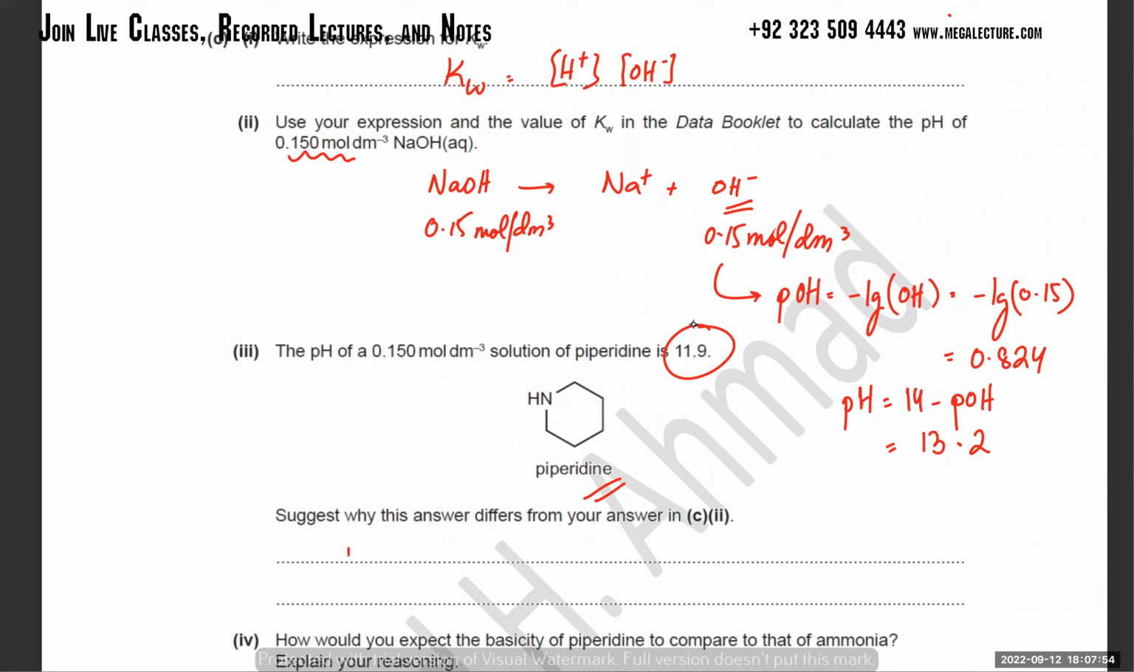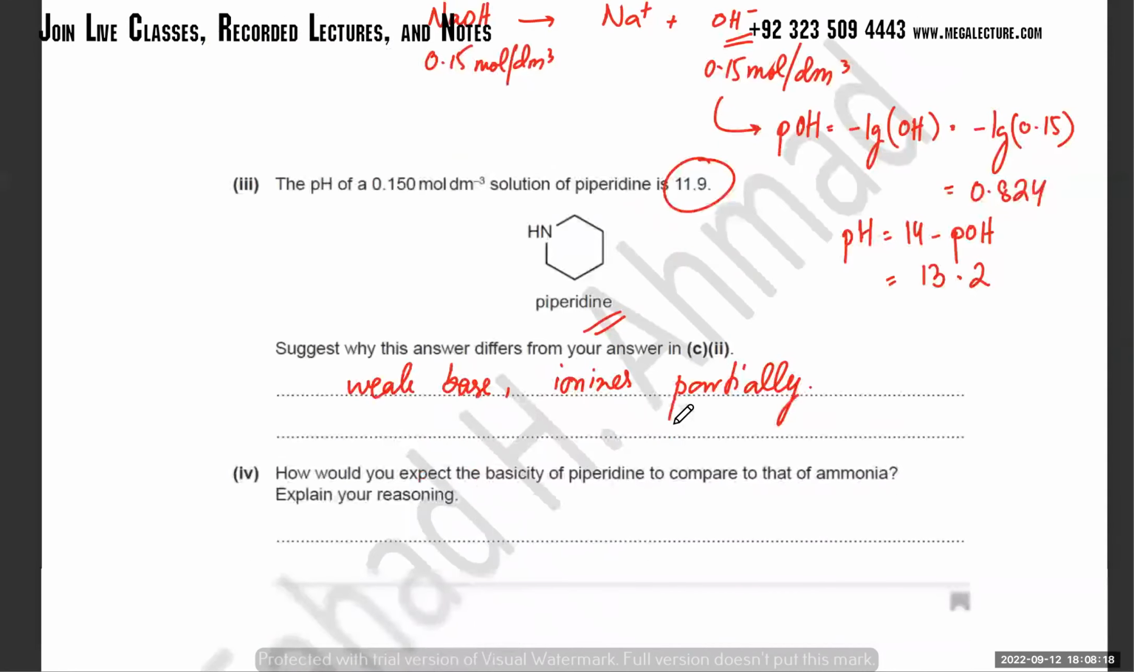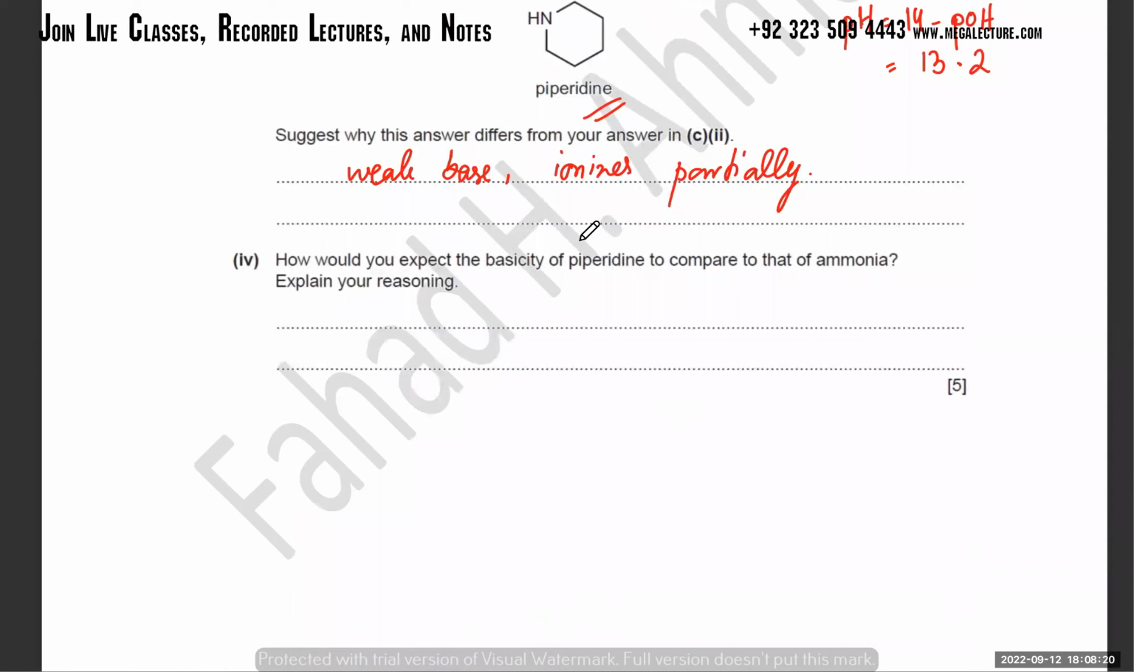Why? Because it's a weak base, which means it ionizes partially. So it's not ionizing completely. That's why you're getting a weaker base. So you have a weak base question. And they're asking how would you expect the basicity of piperidine to compare with that of, explain your reasoning? I mean, that's a weaker base.